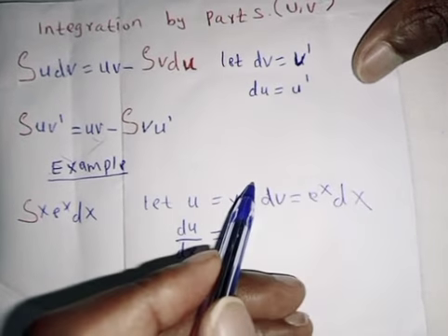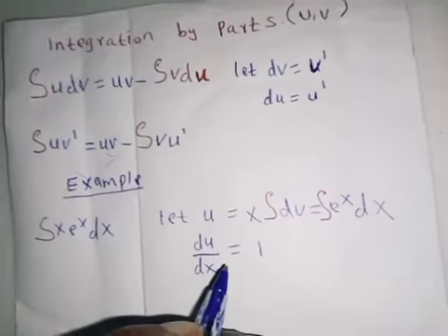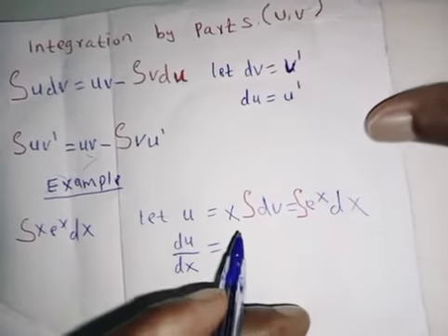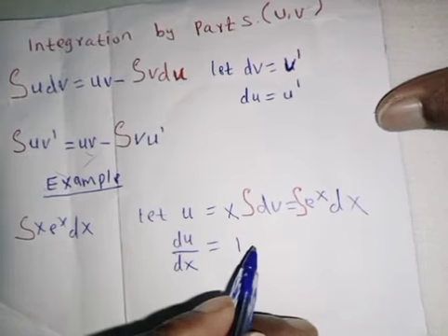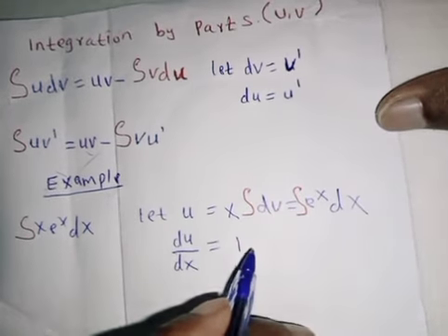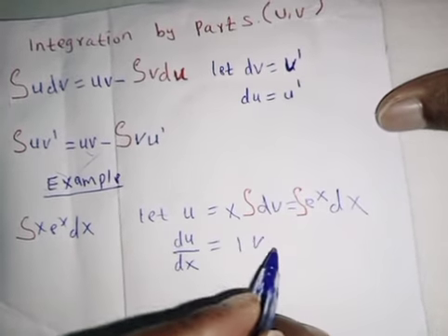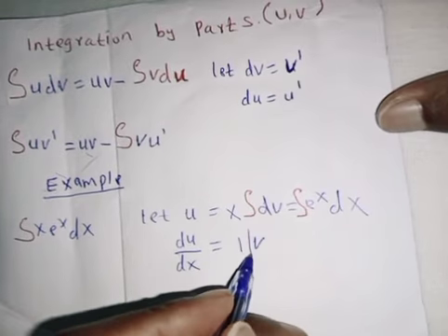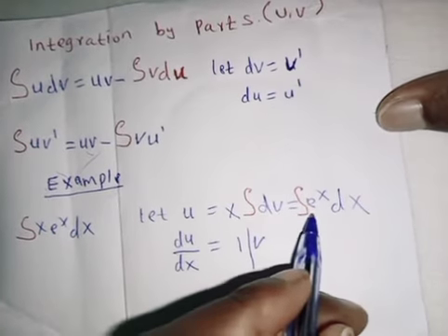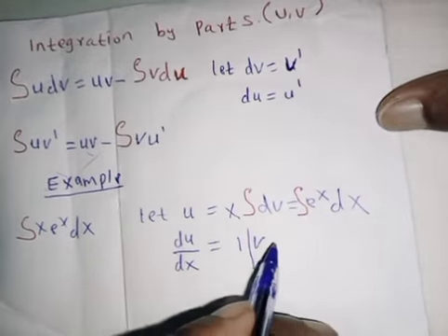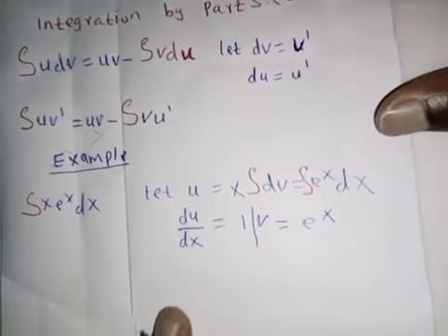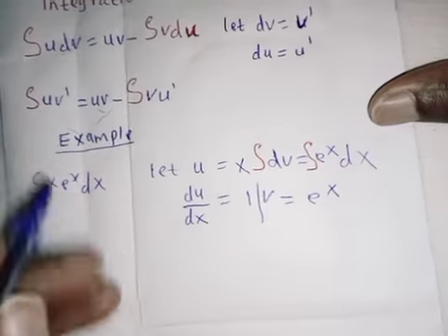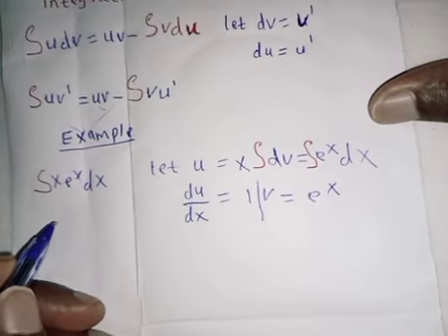Then from there we integrate both sides here. We take the integration of this function. When we integrate the exponential, the result will be exponential x, so we get v. Then from there, we substitute our result in the formula.